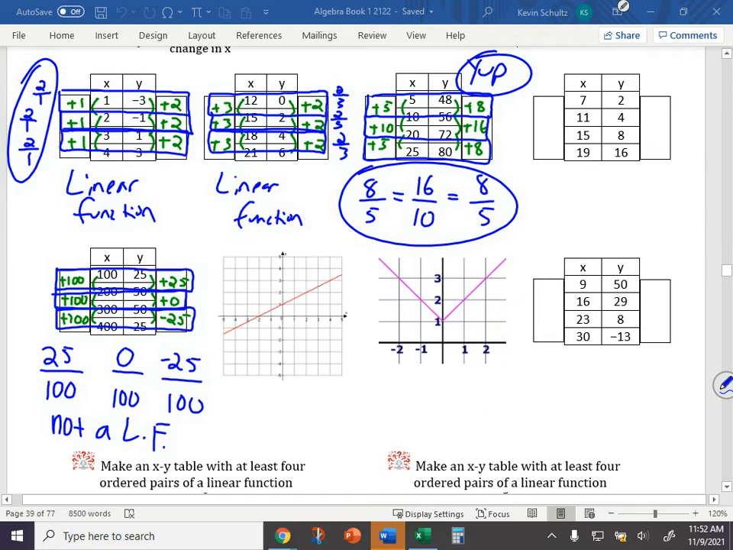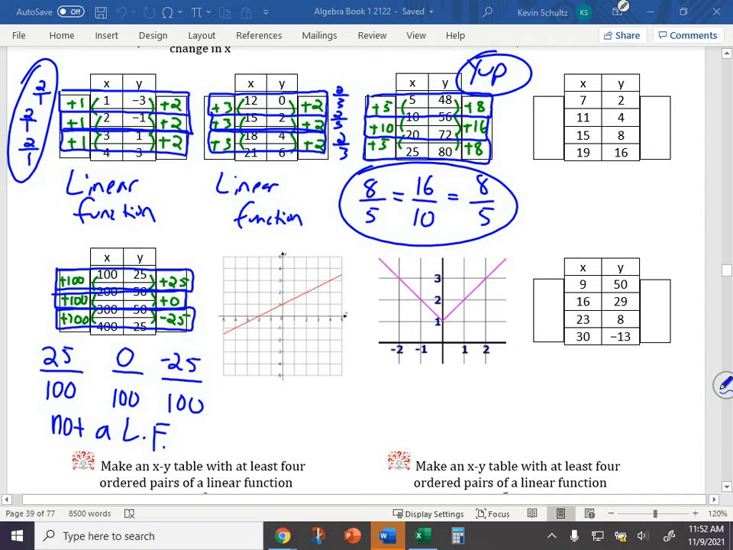Right. Both numbers going down or just one of them? If both the change in y and change in x were decreasing, would that be a negative slope? Or only one of them decreasing?